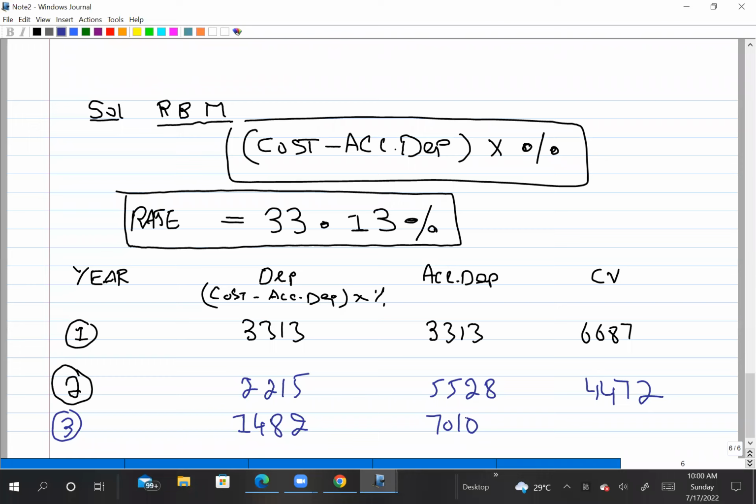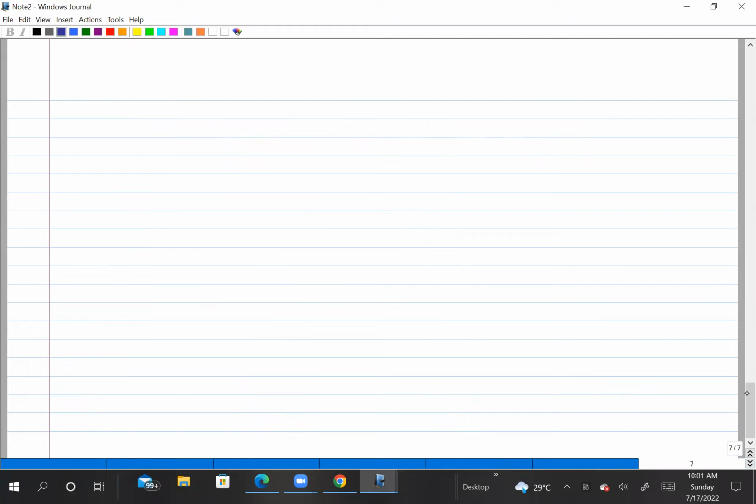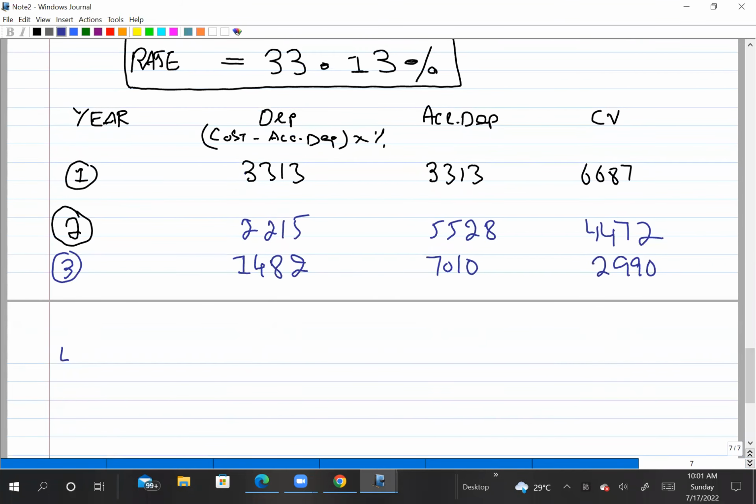And the carrying value will be 2,990, and in the final year the depreciation will be carrying value, cost minus accumulated depreciation into percentage, that will be 990, and accumulated depreciation will be again 8,000, and the carrying value at the end will be 2,000.